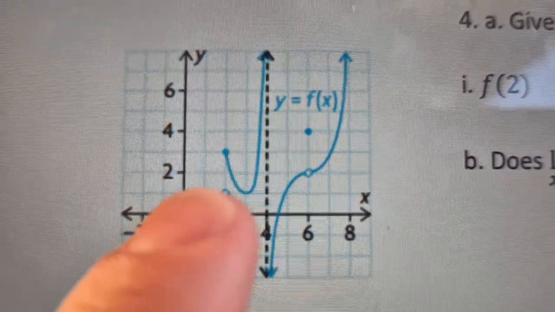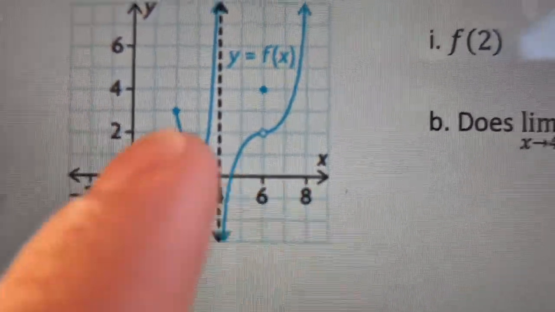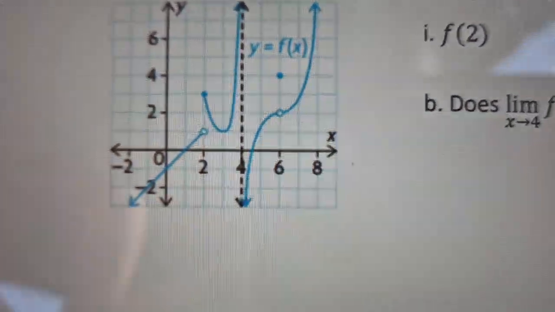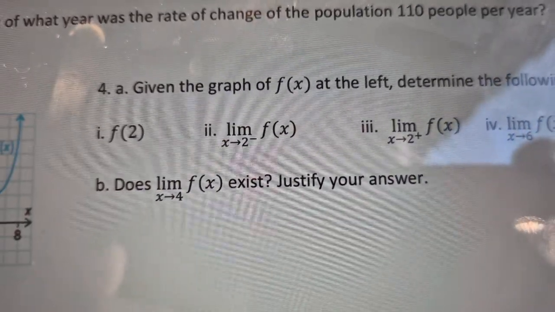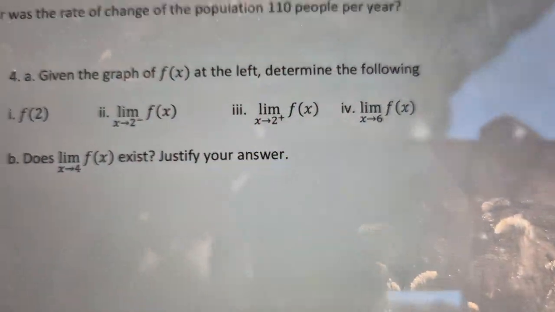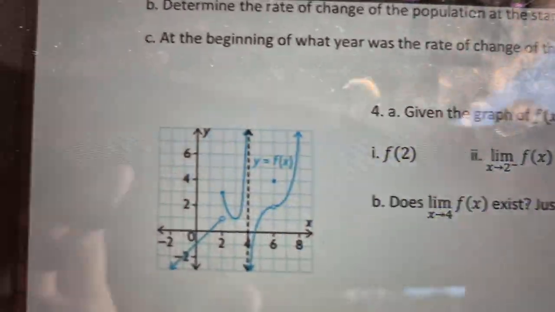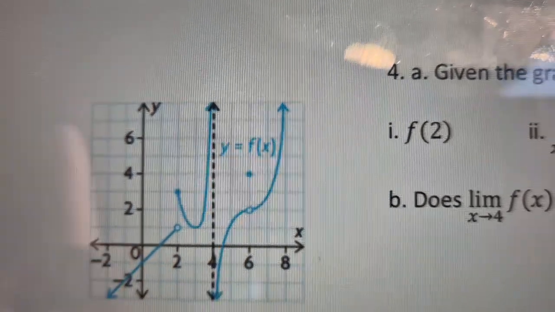In question 4, it wants us to determine the following functions. f(2) is equal to 3 because there is a point that has its dot filled in, even though there are 2 points. That's the point we have to look for when x equals 2. Then it wants us to find the limit as x approaches 2 from the left. It's actually 1 when we take a look at the graph. And the third is x approaches 2 from the right, and we can see that it's 3 as well, since it comes from the right and approaches 2.